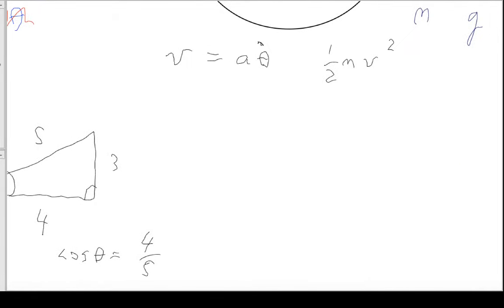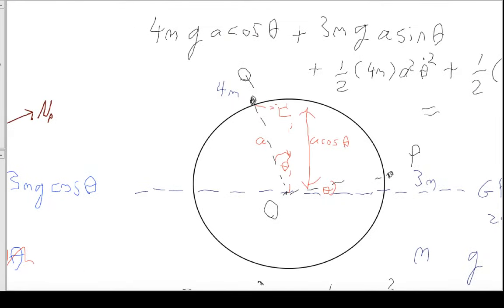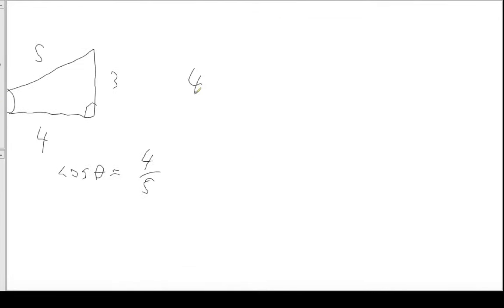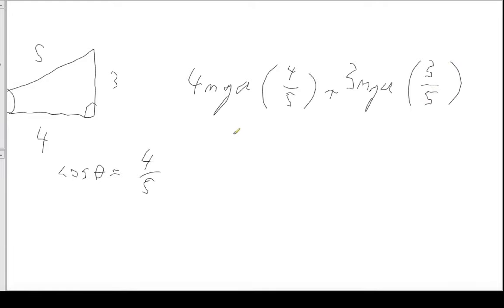Now remember, the gravitational potential energy is 4 mga cos theta plus 3 mga sine theta. So that's 4 mga cos theta, so 4/5, plus 3 mga times 3/5. Okay, so what's that? That's going to be 25/5 mga, or 5 mga.